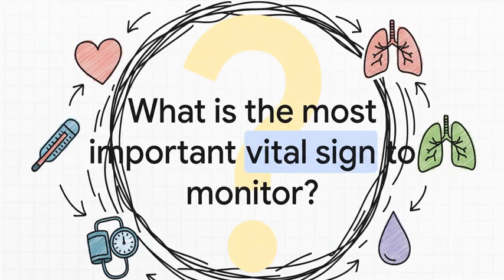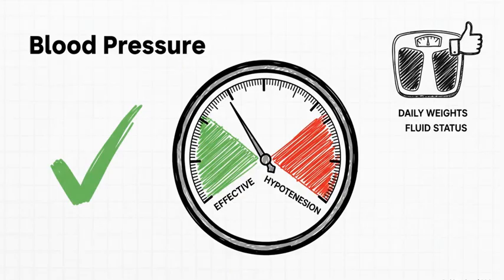Okay, last question. When you're assessing your patient, what's the most important vital sign to monitor to see if the drug is working and to watch for danger? And the answer is blood pressure. A drop in blood pressure can mean the drug is working, but too much of a drop is a very dangerous side effect. And of course, remember that daily weight is your number 1 way to check their fluid status.